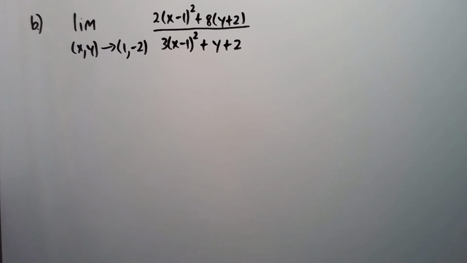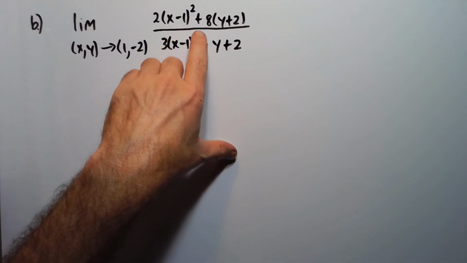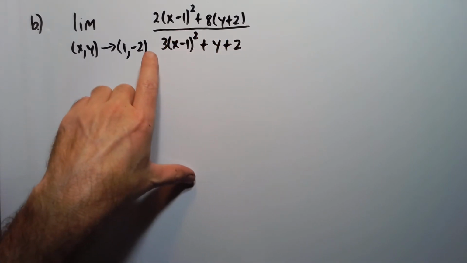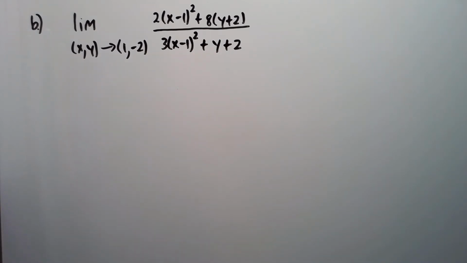Okay, so part B, we need to show this limit does not exist also. The limit as (x, y) goes to (1, -2) of 2(x − 1)² + 8(y + 2) divided by 3(x − 1)² + (y + 2). So we have to come up with two different paths that have two different answers.